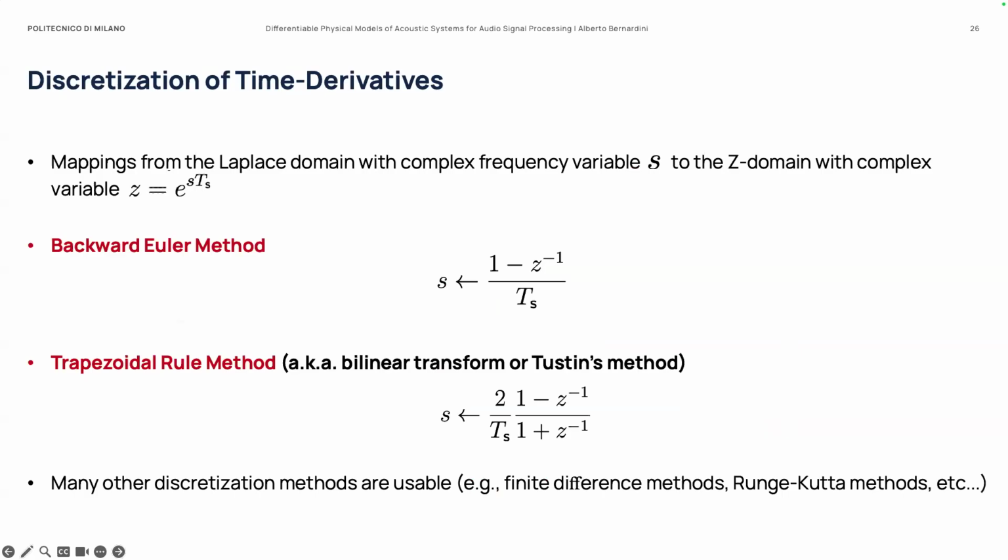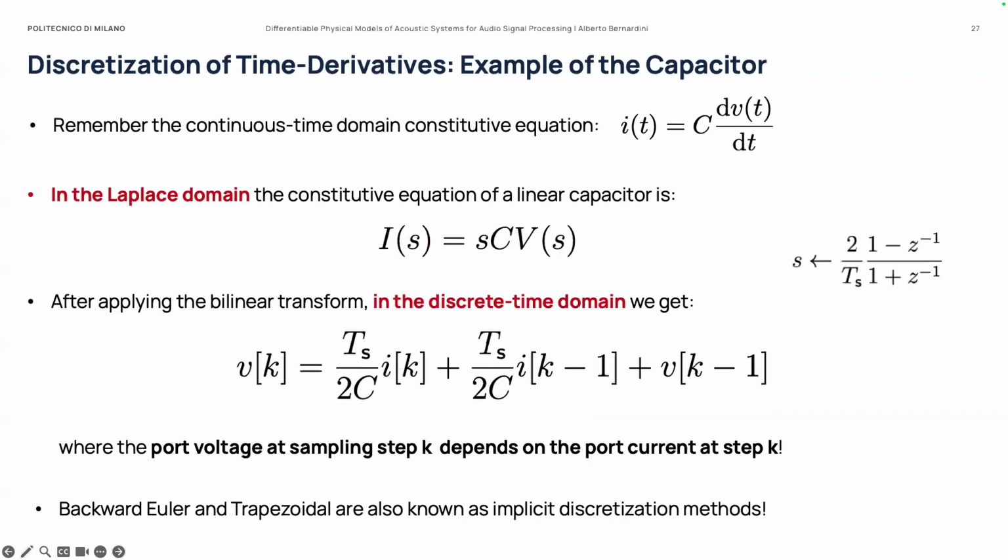Here is a very short example of two stable discretization methods, the backward Euler method and the trapezoidal rule, that you can use to approximate time derivatives, which are in the continuous time domain, into the discrete time domain. When you apply, for instance, this trapezoidal or bilinear transform discretization to the constitutive equation of a capacitor, you end up with a discrete time domain equation which relates the two port variables, the port current and the port voltage, at the current sampling step in an instantaneous way. So which is the input and which is the output of these two variables needs to be decided.